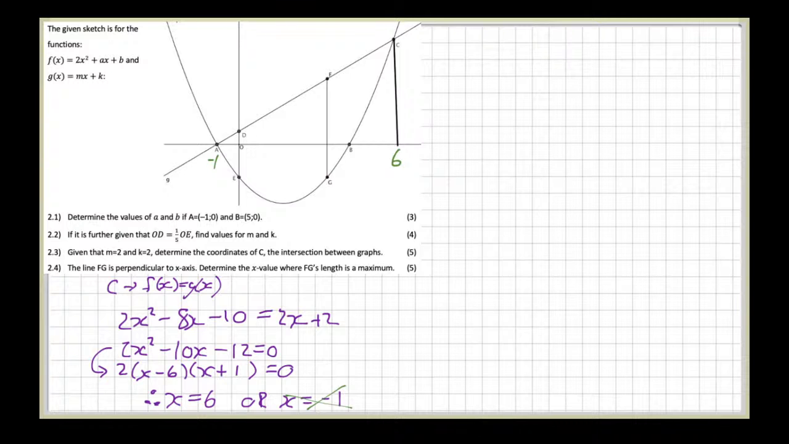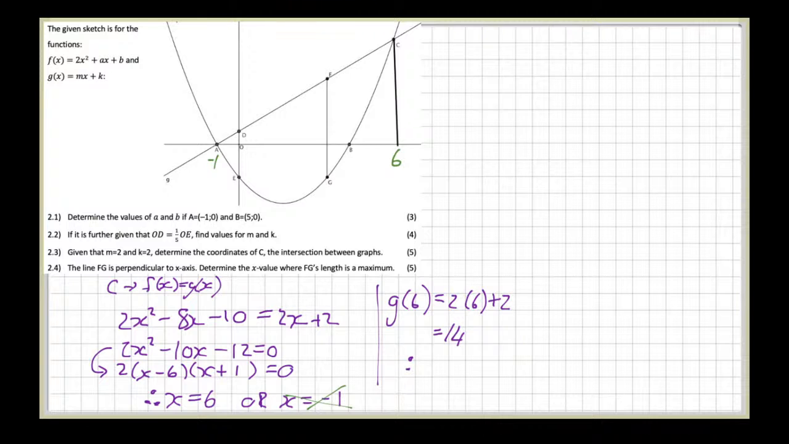Now, to get the y value, remember we said coordinates, so I need both x and y. I'm going to substitute into the easiest one, which is g of x. So I'm going to make x 6. So this is 2 times 6 plus 2. And this gives me 14.